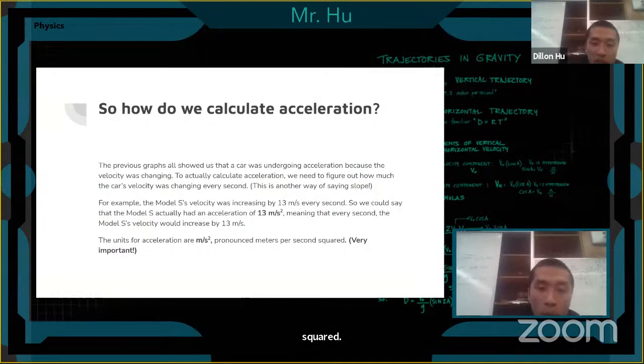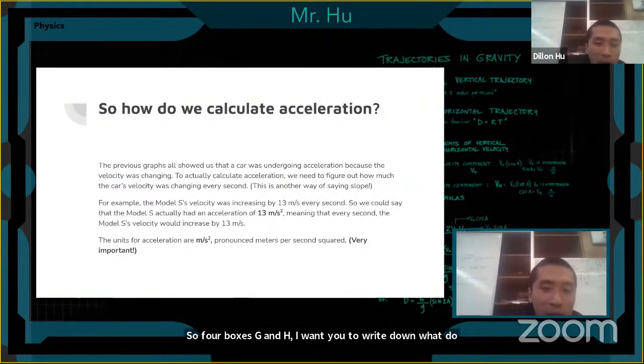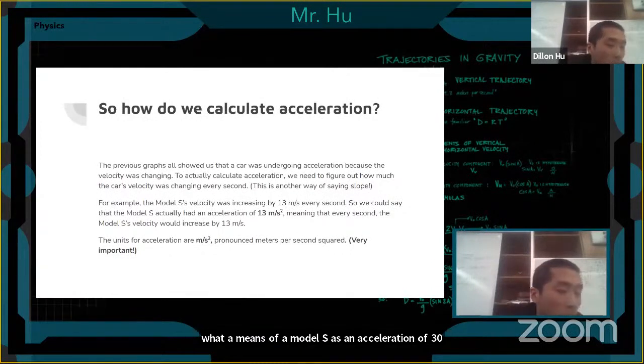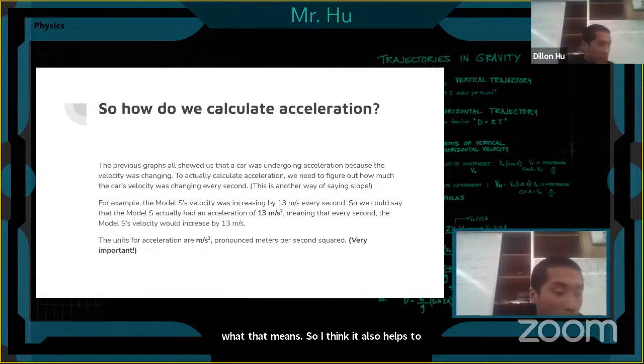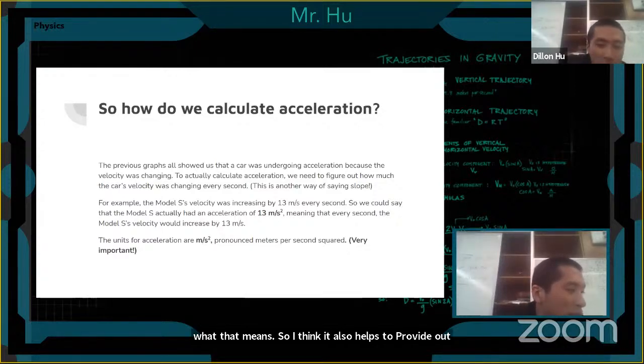So for boxes G and H, I want you to write down what do you think it means? How would you explain what it means if a Model S has an acceleration of 13 meters per second squared? And then I also want you to write down the units for acceleration. And I also want you to write down what the units mean, right? If you just write m over s squared, you might have no idea what that means. So I think it also helps to write out the pronunciation, right, which is meters per second squared. So the m is for meters, and then it's over second squared.